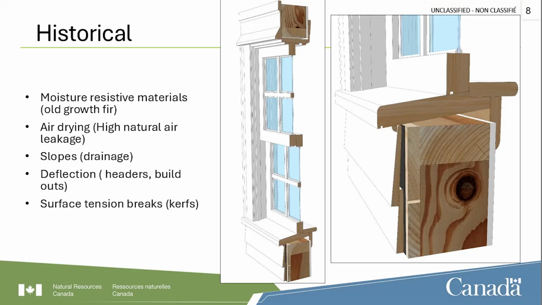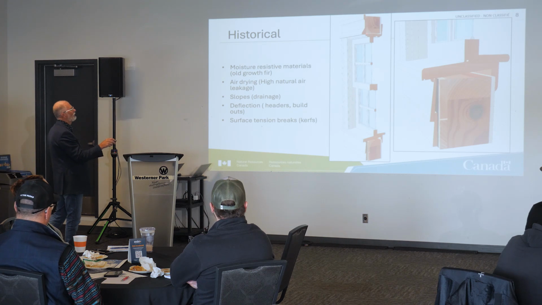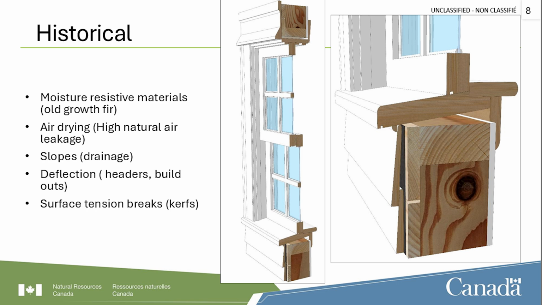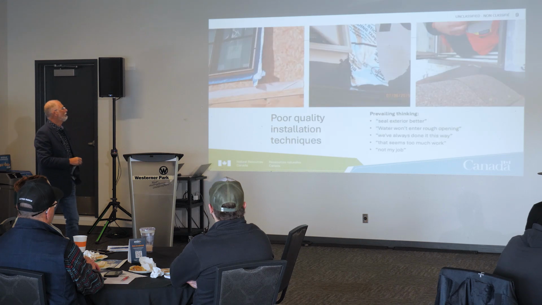So when we look historically at these, we had moisture-resistant materials, we had air drying, we had slopes, we had deflection because we had these big overhangs. We didn't have any metal. Anybody been to Nova Scotia? You go to Nova Scotia, walk around and have a look at the houses. They're built in 1680, 1750. There's no metal flashings on those windows. And those windows are like 300 years old. So if you look at the way they were designed to deflect the water and keep it away from the wall, that's things like surface tension breaks, kerf cuts. They dealt with water in a very different way.